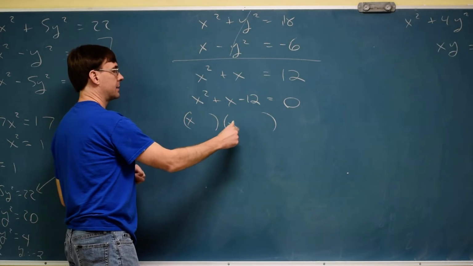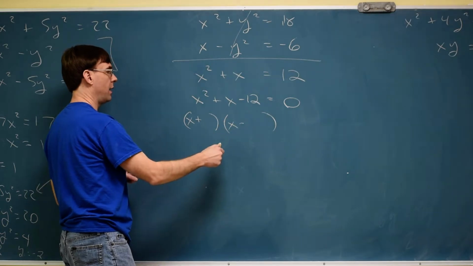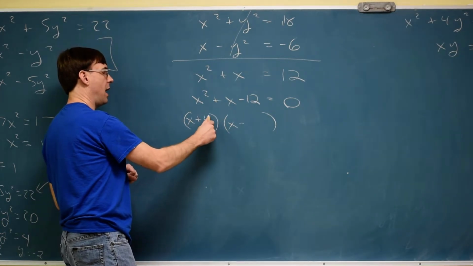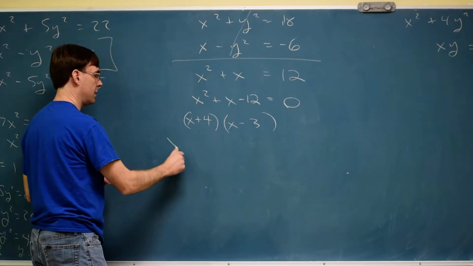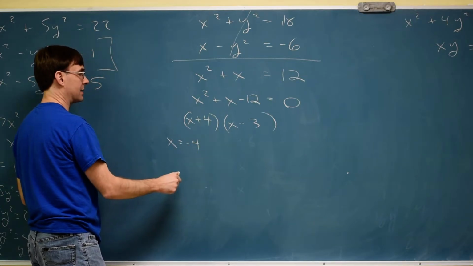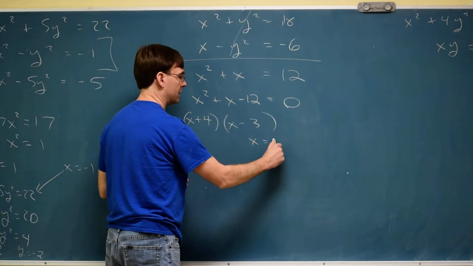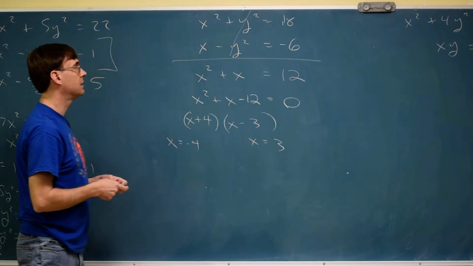Factor x, x. With a minus, we get different. Plus all is the bigger numbers, 4 versus 3. This tells me x is negative 4. This tells me x is positive 3, because I'm going to switch the signs.